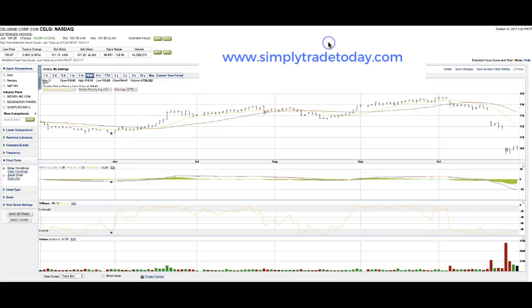CELG is the chart of the day today. And I wanted to go over this one because I wanted to show you what happens with different news pieces or things of that nature that affect a chart. In this case, it's going to be analyst downgrades, which is one of them. So I went back and looked at what was happening on these gaps.